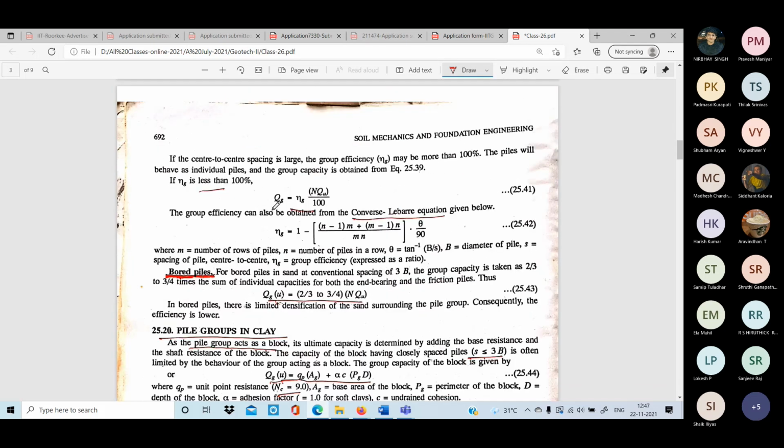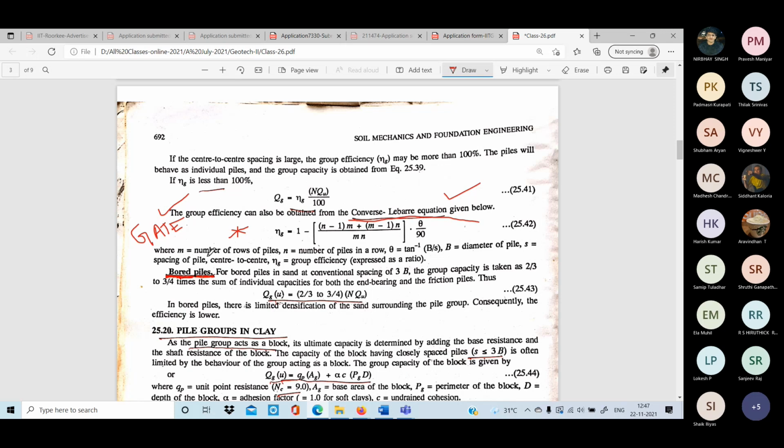And one more person, his name is Converse Labarre. What he has done is, for group efficiency, he has given one equation. This equation is very important actually. He has given some empirical equation, and I have seen they ask this equation in the GATE exam. They say use the Converse Labarre equation. Based on that, what is the group efficiency? They will give n, m, theta, all these things.